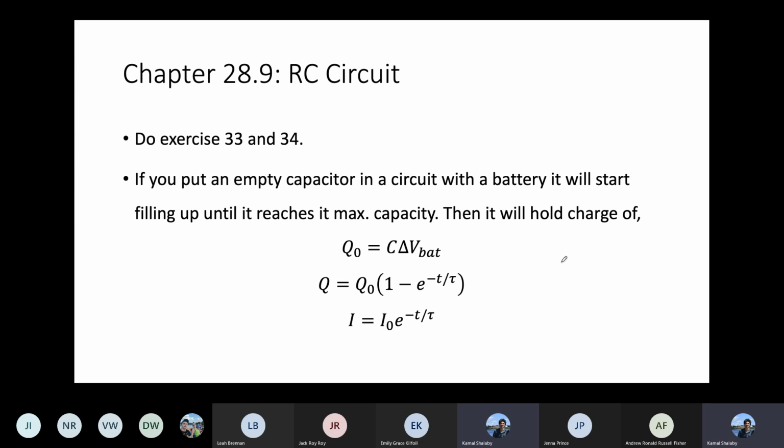Okay, so now just recharging an empty capacitor. If you put an empty capacitor in a circuit with a battery in it, it will start filling up. So if you do have a battery, you always need a resistor.